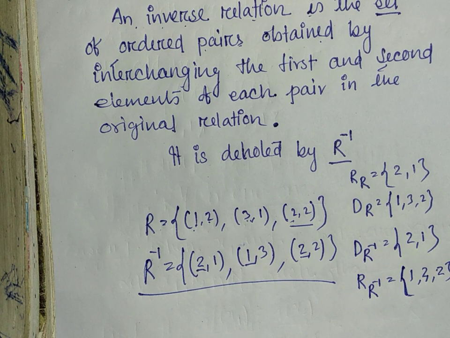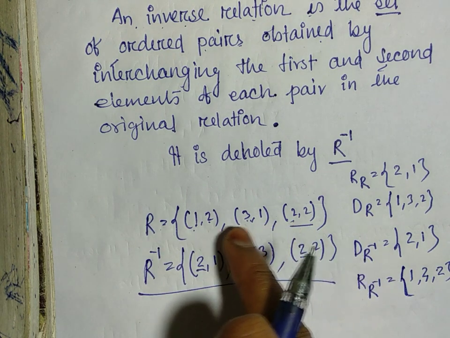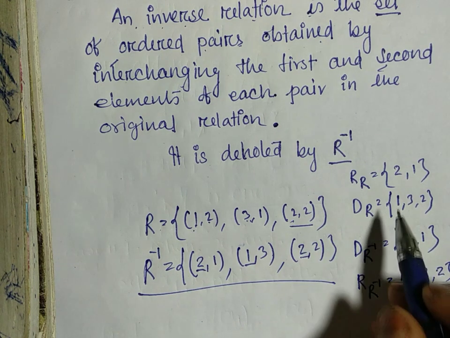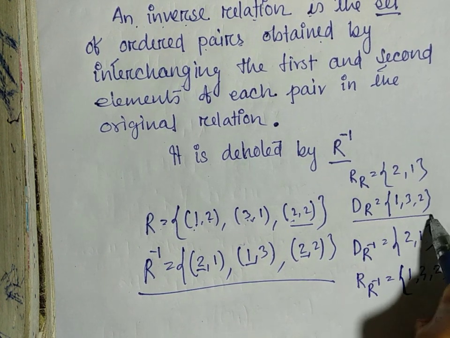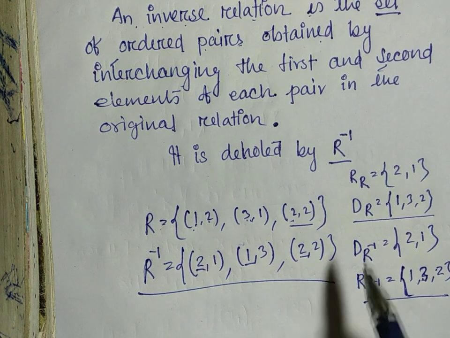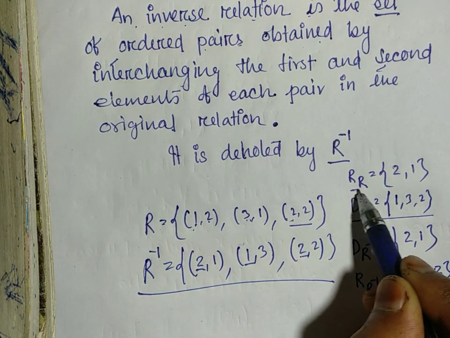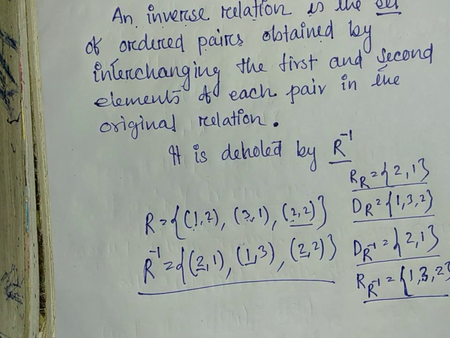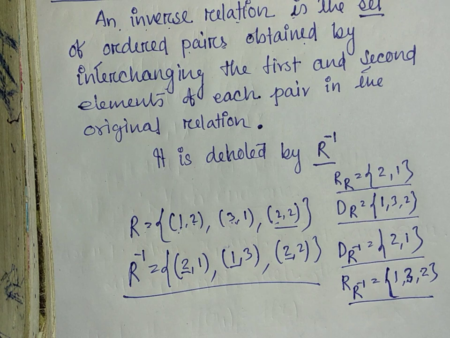Whatever relation R is, whatever ordered pairs it contains, its inverse, or its opposite, will contain the reverse ordered pairs. That means 2, 1, 1, 3 and 2, 2 get reversed. Another interesting point: the domain of the original relation becomes the range of R inverse. And the range of the original relation becomes what for R inverse? The domain. So these are the basic concepts.